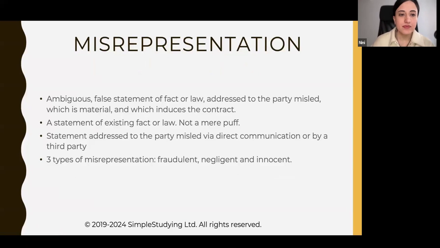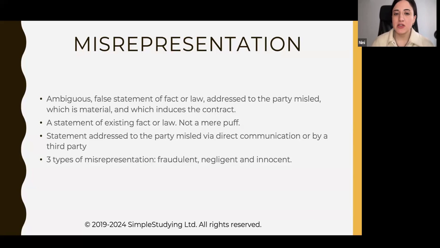Misrepresentation. Misrepresentation is one more very important topic you should know for a contract law exam. Most likely it will come up on your exam, and it is usually mixed with exclusion clauses. So you will have to revise both together.